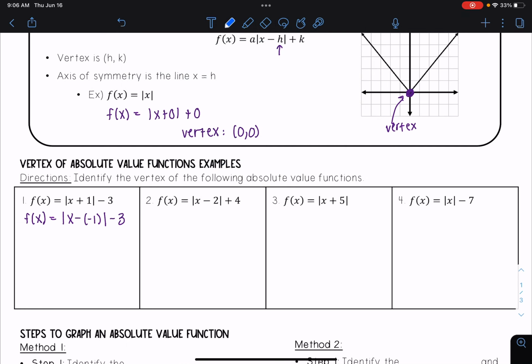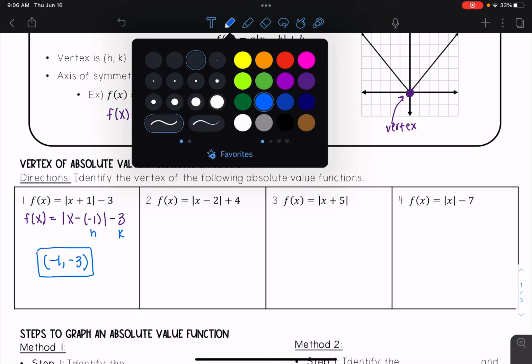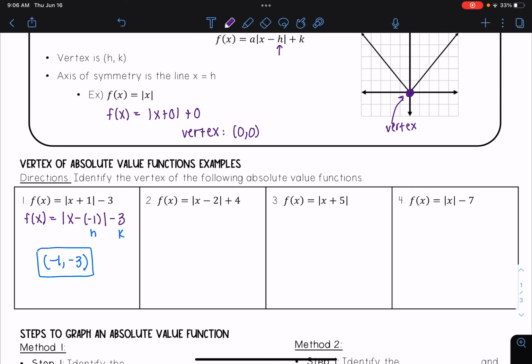And now from here, I can identify the vertex. So I know my h is going to be whatever I'm subtracting. K is whatever is added or subtracted at the end. So that means that my vertex here is (-1, -3). Okay, let's look at another one. So here I have f of x is equal to the absolute value of x minus 2 plus 4. So here I already have it in that same format of I'm subtracting something. So that means my h here is 2 because I'm subtracting 2, and my k is 4. So my answer here is (2, 4).